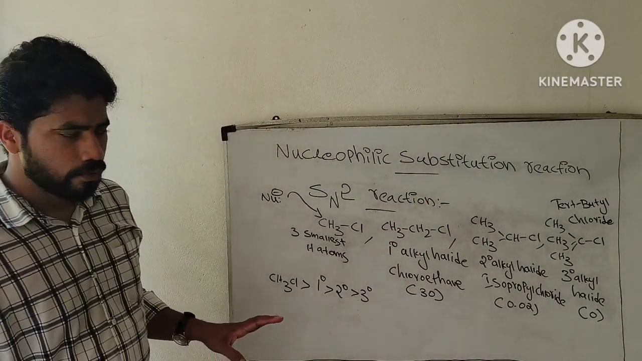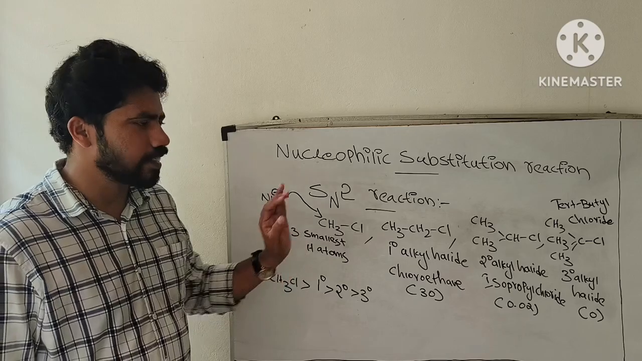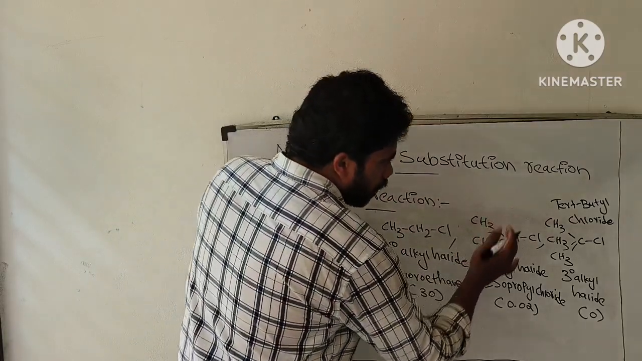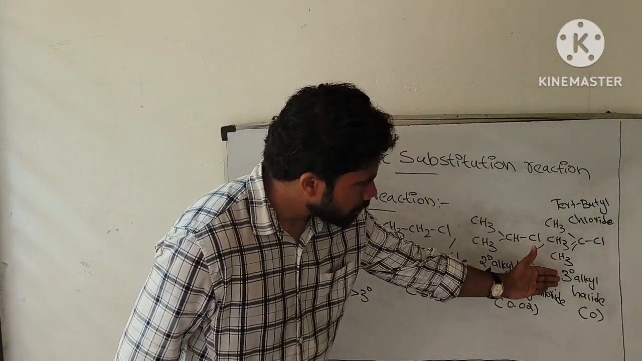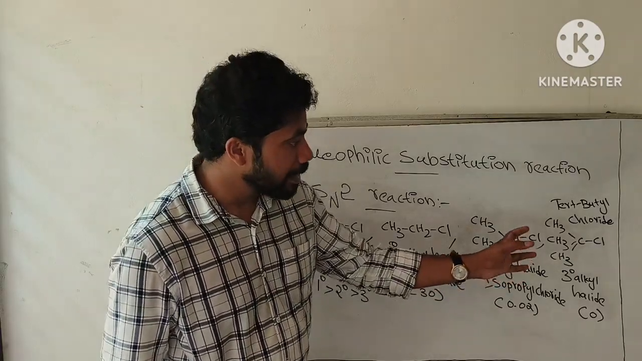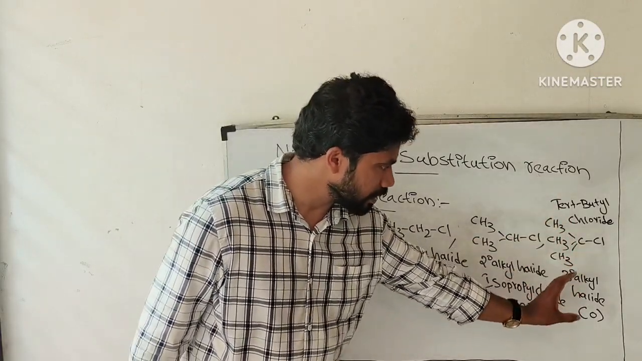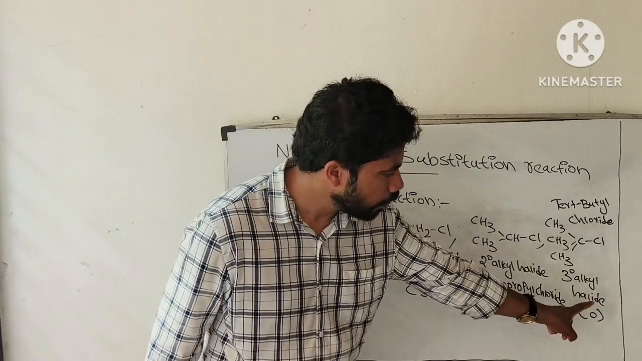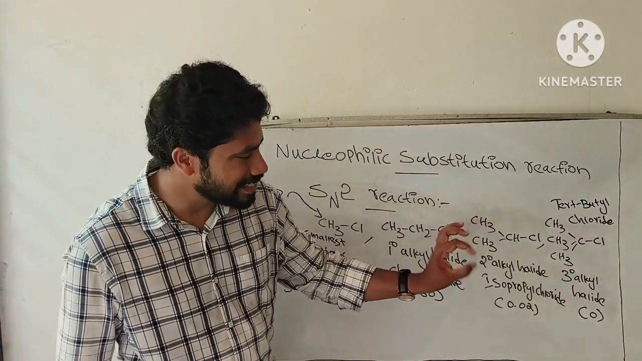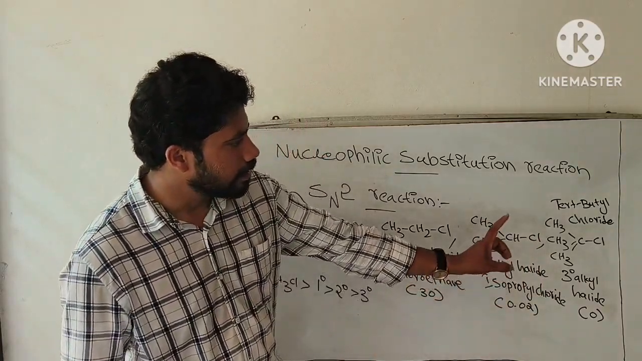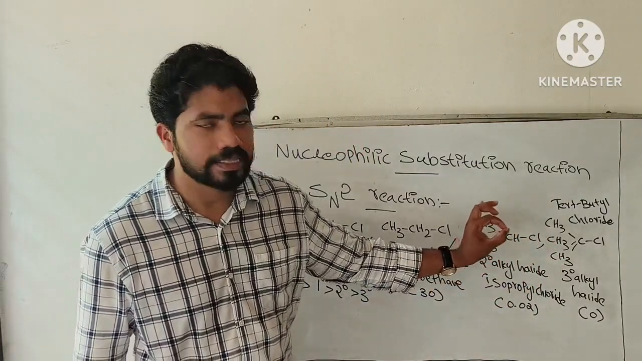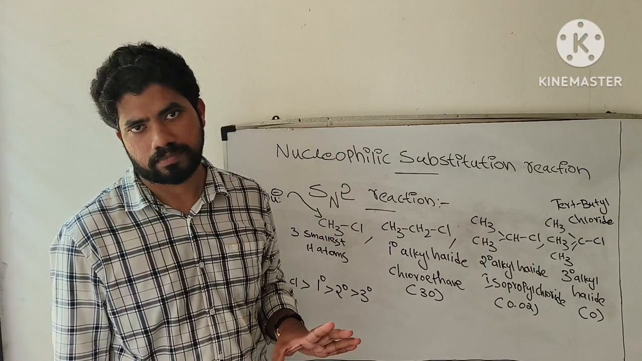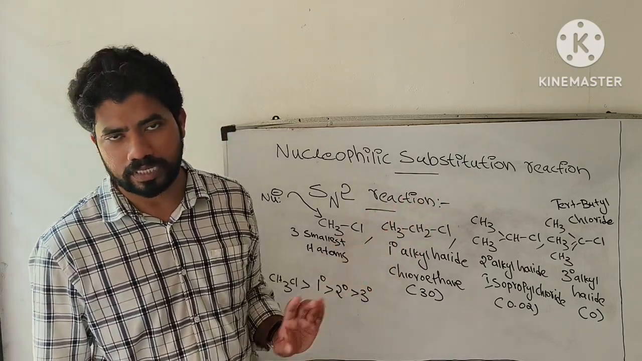Why did this happen, my dear students? It is because of steric effect, steric hindrance. These three methyl groups are bulky groups. They will create more steric hindrance, or steric effect, and prevent the approach of the nucleophile, especially in the tertiary. That's why the order of reactivity is 0, because in tertiary alkyl halide, the presence of three bulky methyl groups will not allow the approaching of the nucleophile. So the nucleophile cannot approach tertiary butyl chloride.